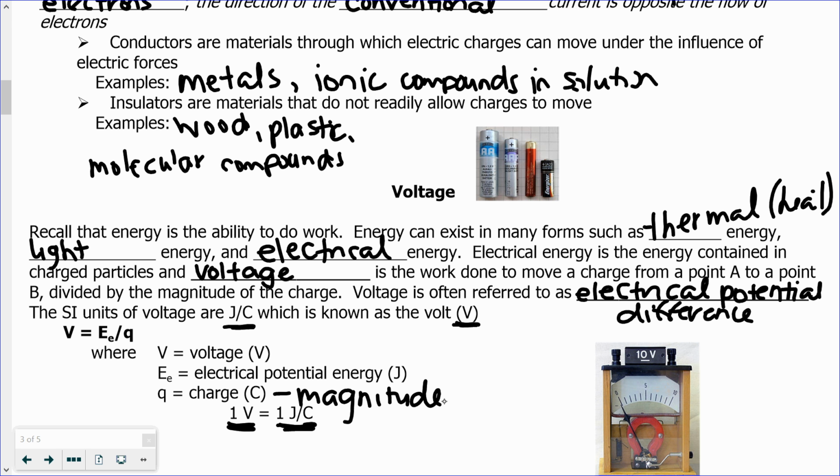So the more batteries you connect, the more voltage you'll get. The higher the electrical potential difference, depending on how many batteries you have in series. Again, we'll get to that with circuit stuff.